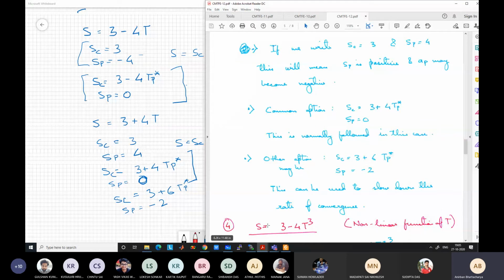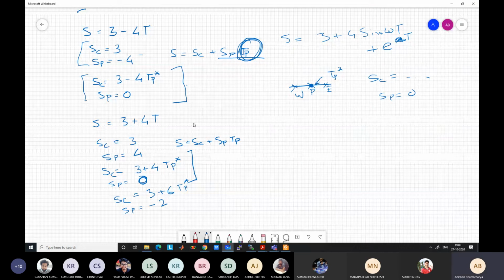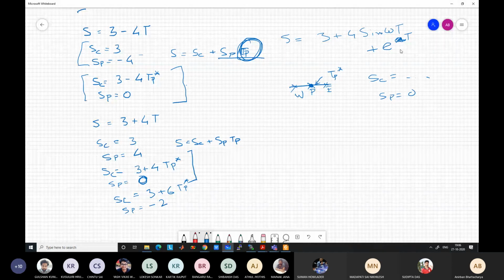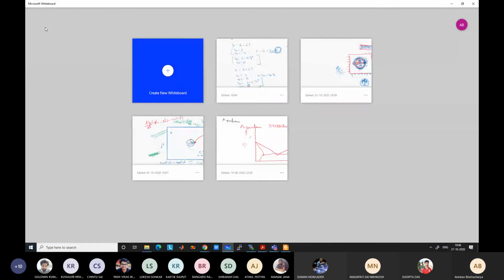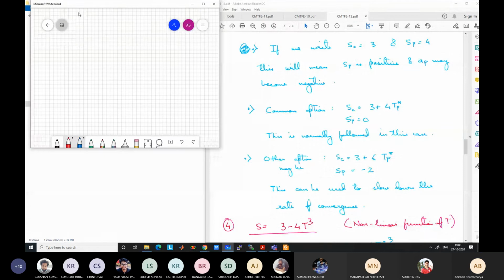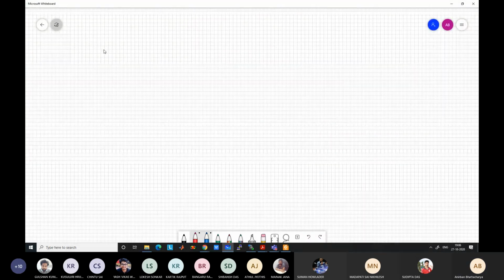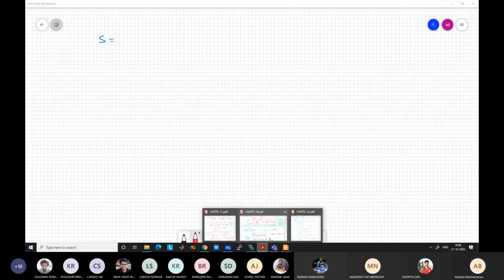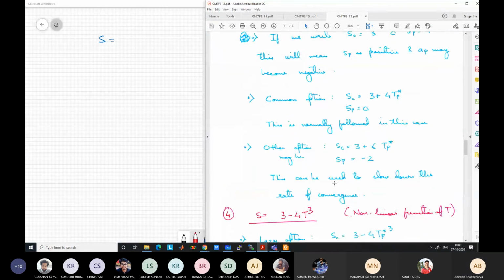What about this next case? S is equal to 3 minus 40 cube. Again, I am asking new students here. What was that equation? 3 minus 40 cube.